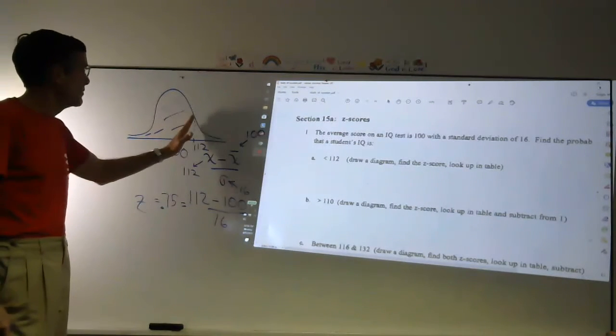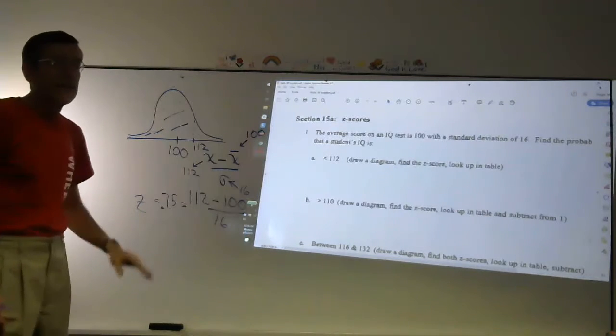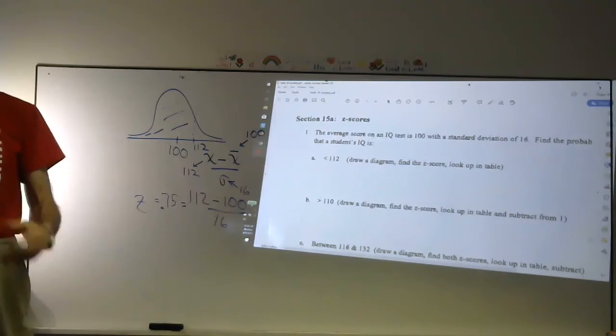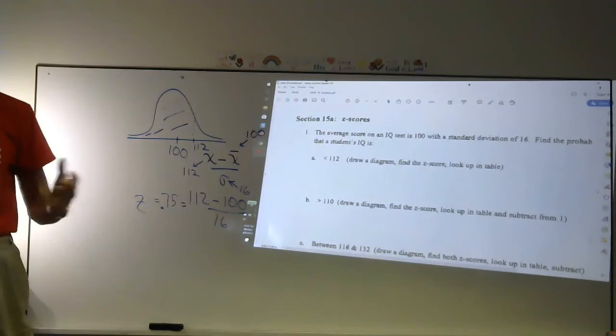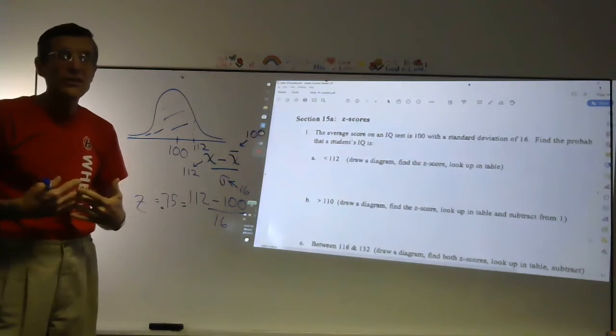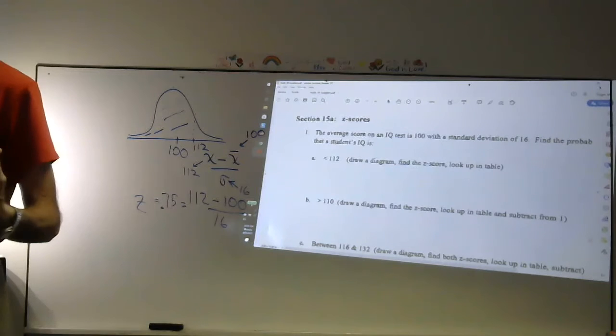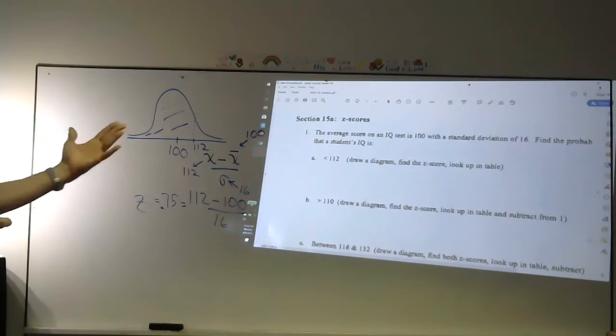Now the question is, can we find that area? There are all kinds of mathematical ways you can find that area. There's a great way to do it in calculus, but we're not going to be doing calculus here. We want to figure out a way to find that area, and that'll tell us the probability that a student has an IQ below 112.